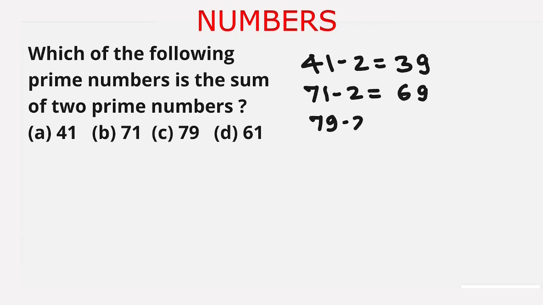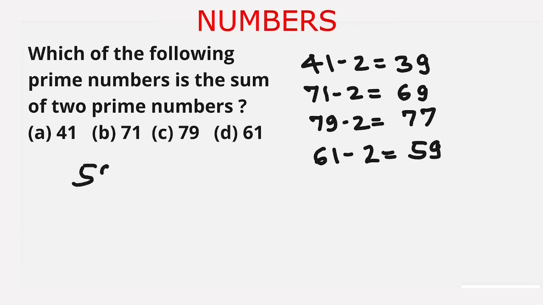79 minus 2 is 77. This is divisible by 11, so it is also not prime. Now the last number, 61, is our answer, and we just verify it. 61 minus 2 is 59, and 59 is a prime number. So the two prime numbers are 59 plus 2, which is equal to 61.